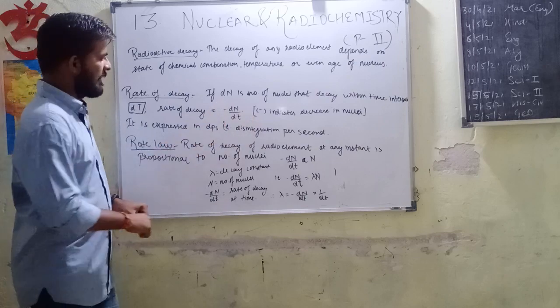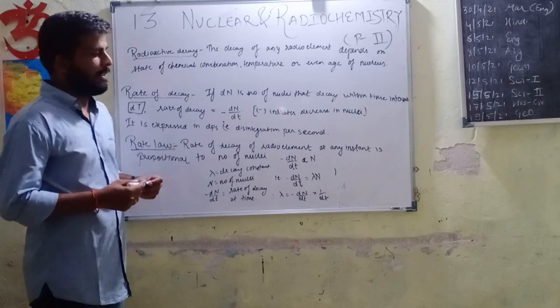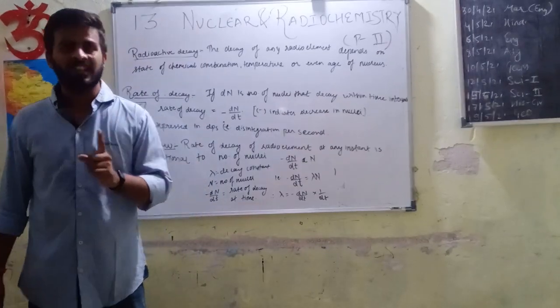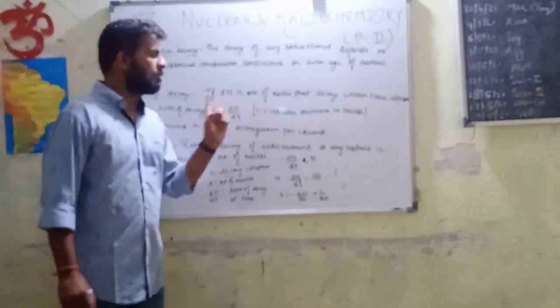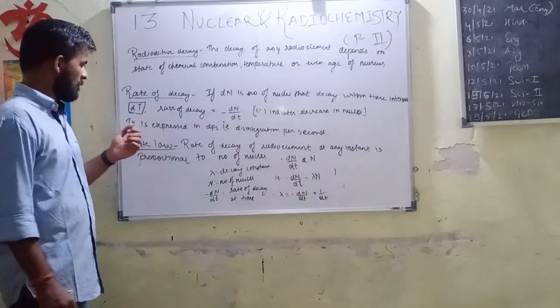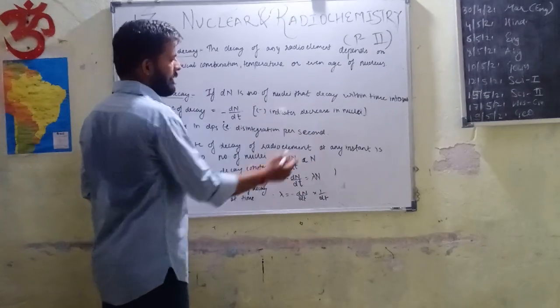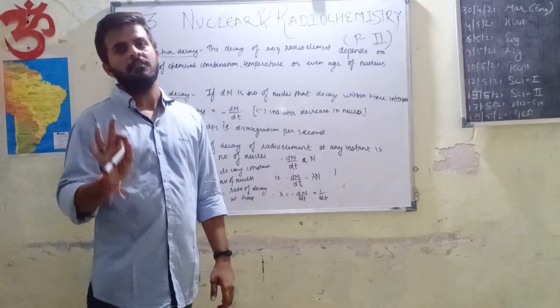Why is there the negative sign? The negative sign indicates the decreasing number of nuclei, because there is disintegration in the nuclei of the radioactive element. Hence, it is shown by the minus sign. It is expressed in dps, as it is disintegrations per second. Now, this disintegration is calculated in seconds.